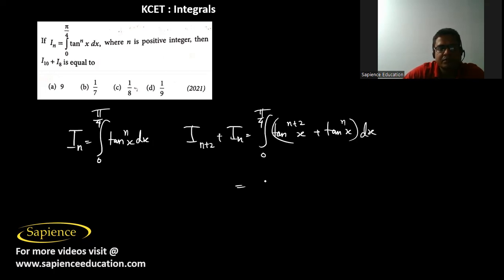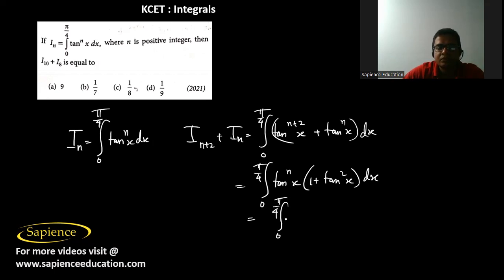So I10 plus I8. Here we can also write I(n+2) plus I(n). That will be equal to the integral from 0 to pi by 4 of tan^(n+2) x plus tan^n x dx. This can be written as the integral from 0 to pi by 4 of tan^n x, which I can take as common, times (1 plus tan^2 x) dx. So 1 plus tan^2 x is sec^2 x. So this is the integral from 0 to pi by 4 of tan^n x sec^2 x dx.